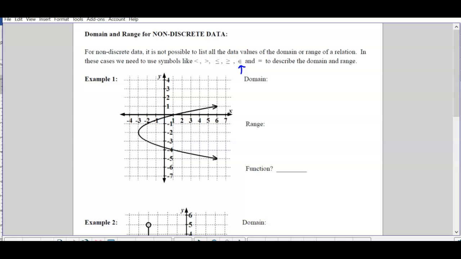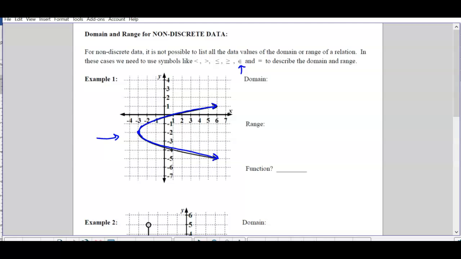Okay, so domain is all the x values. I always start looking from the left. Where is my first x value from the left? In this case, it's when x equals -3. And then it's continuous to the right, with an arrow on the end. An arrow means it keeps on going in that direction, so x will keep on going.